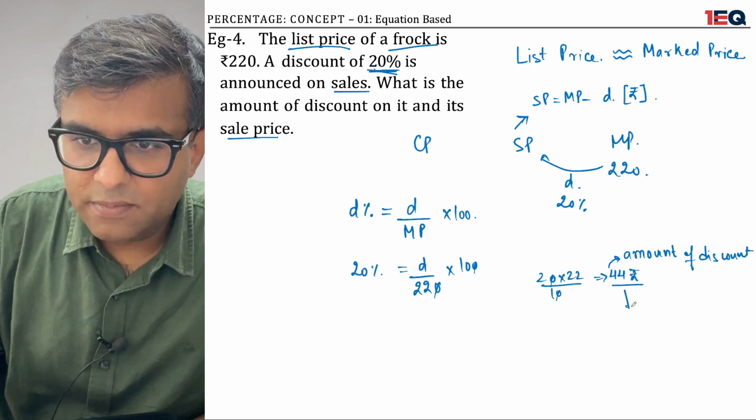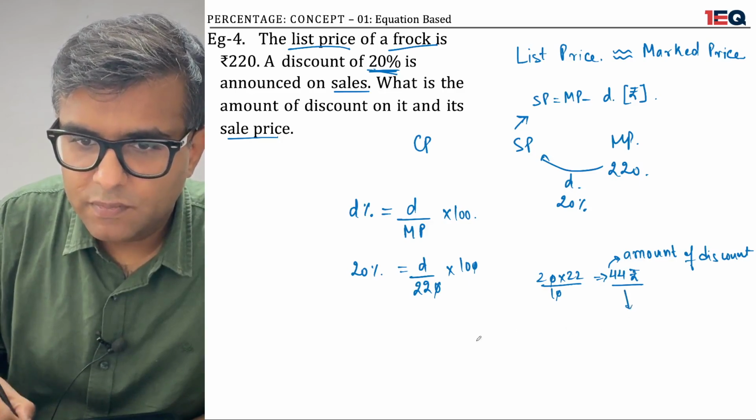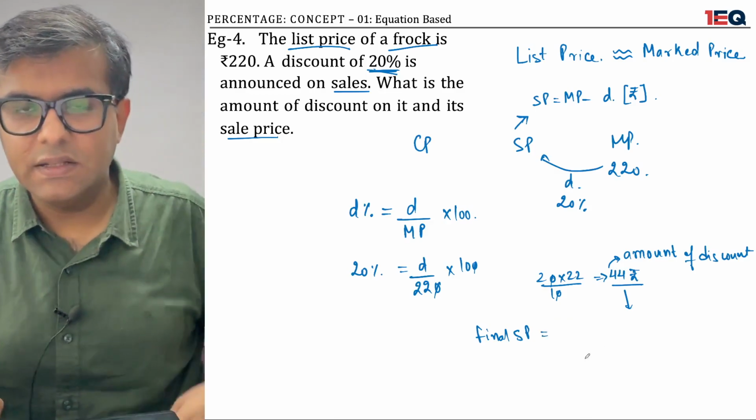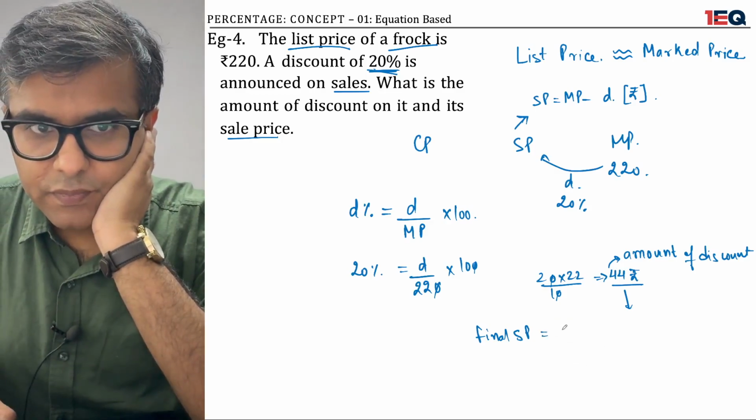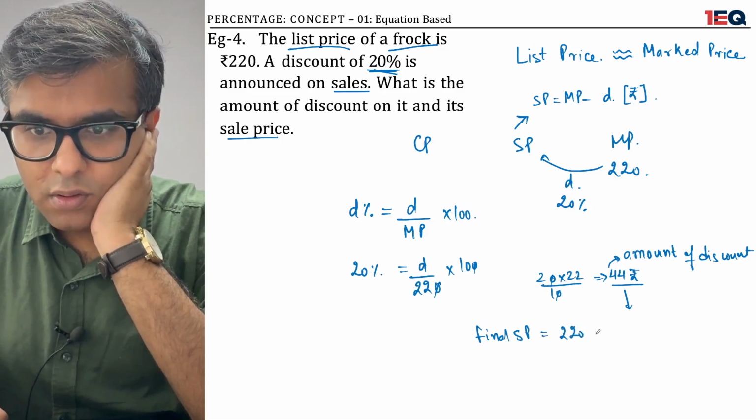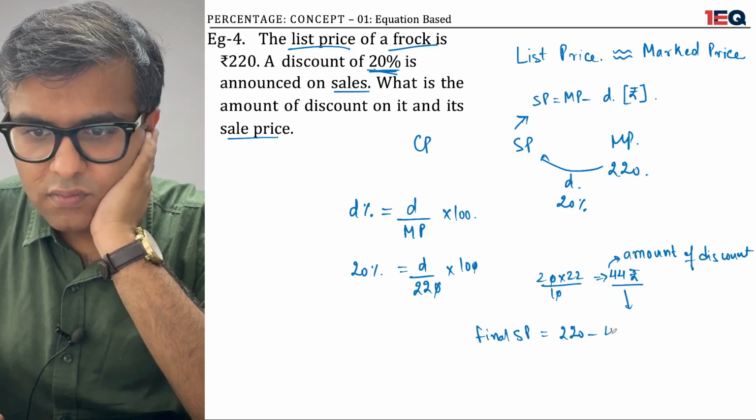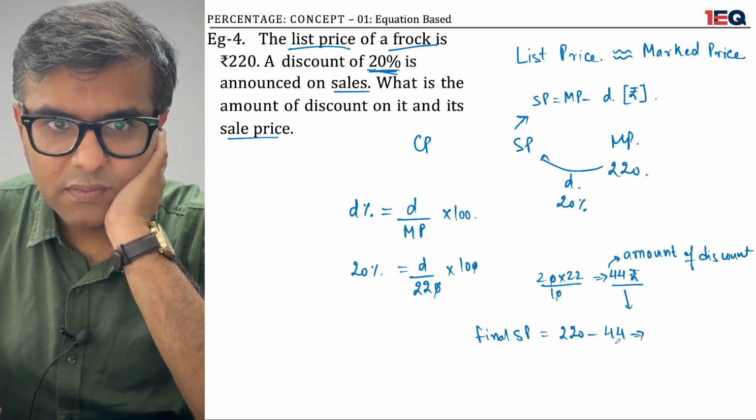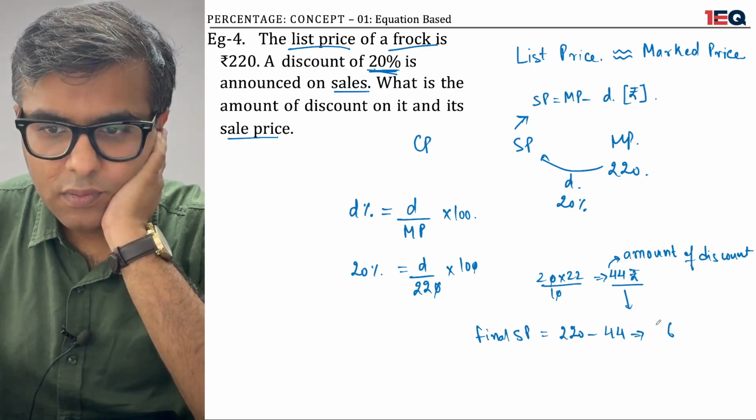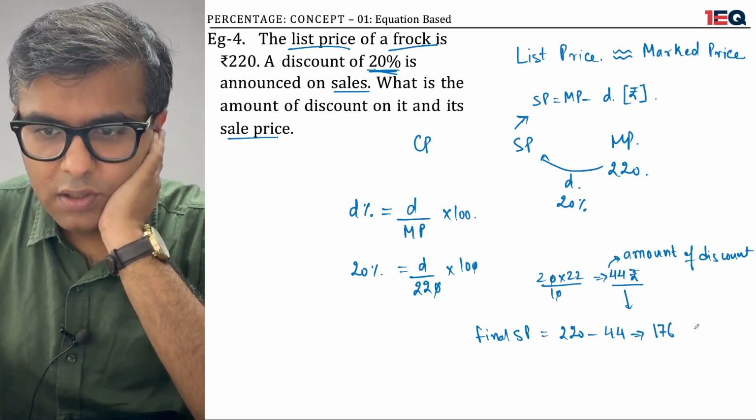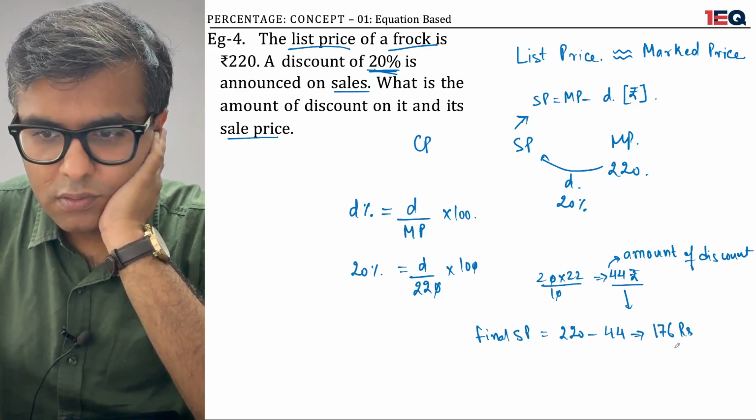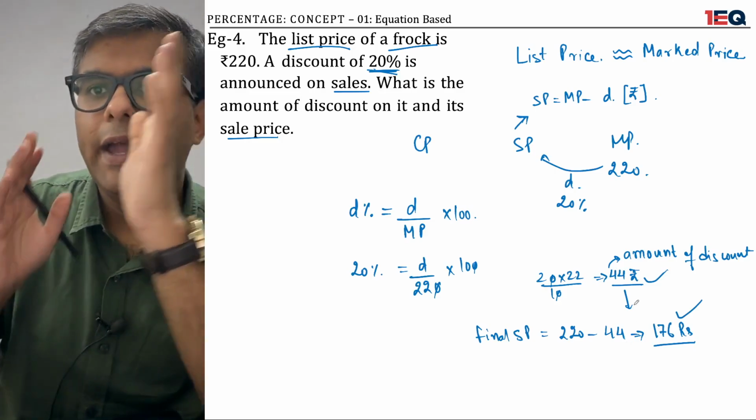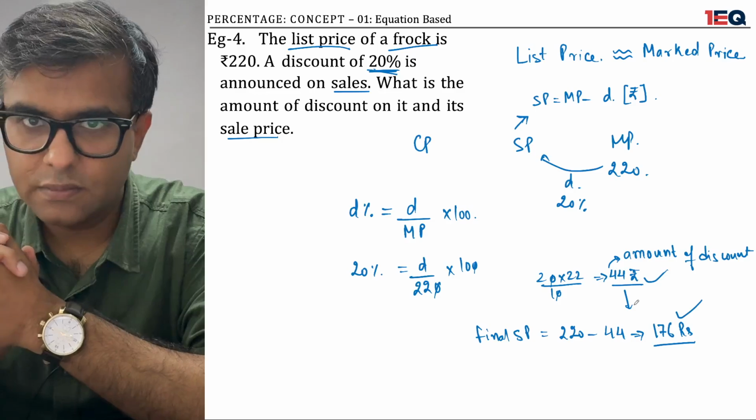And the final sale price would be 220 minus 44 rupees, minus 44 rupees. That would be 176 rupees. This is one of the final answers, and this is the second final answer. I hope you're able to understand where we are.